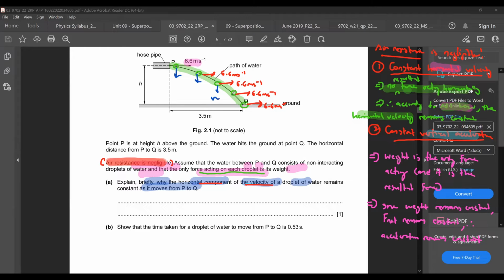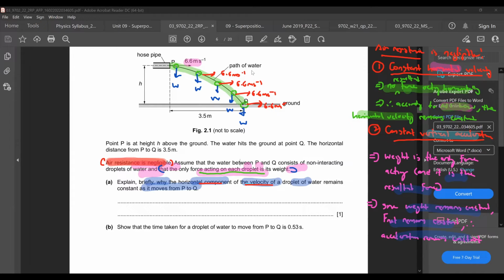The question already told you that the only force acting on each droplet is the weight. So the weight itself is your resultant force. And since the weight doesn't change, your net force doesn't change. That net force doesn't change, so your acceleration therefore remains constant.